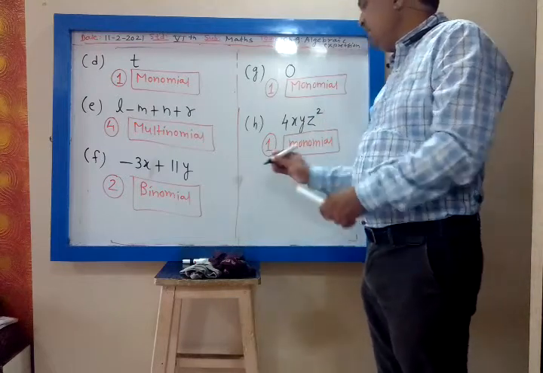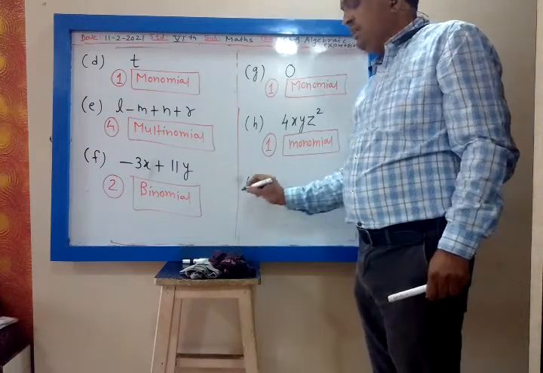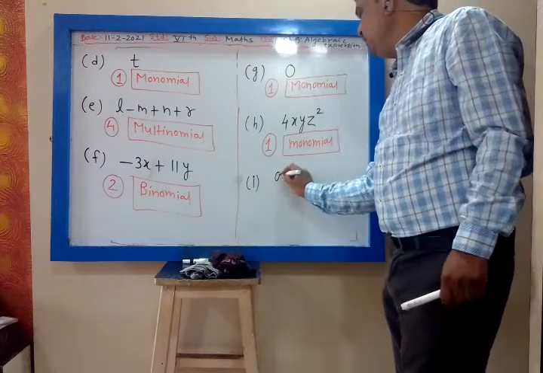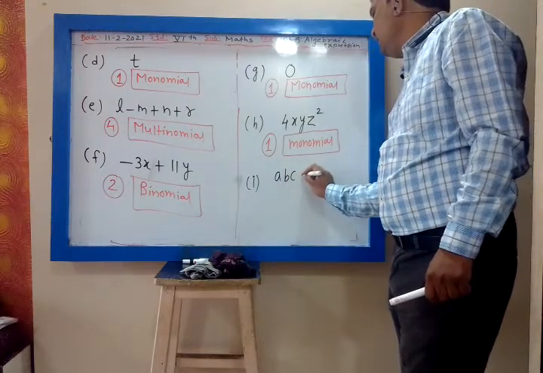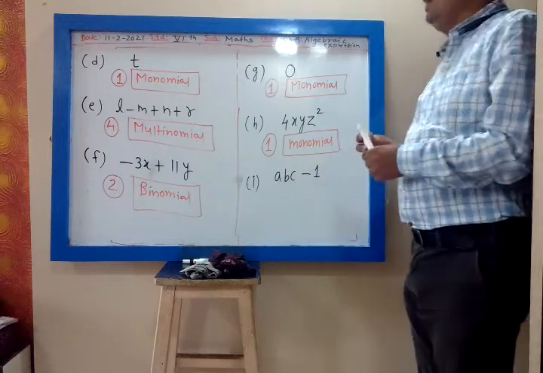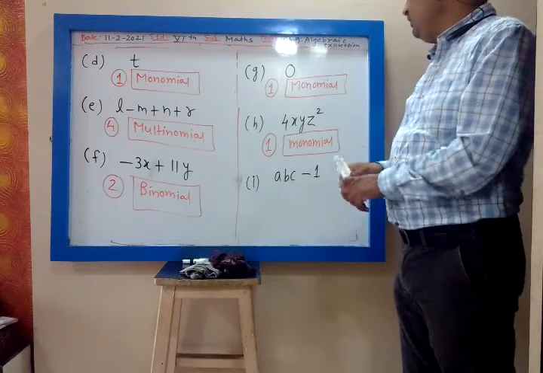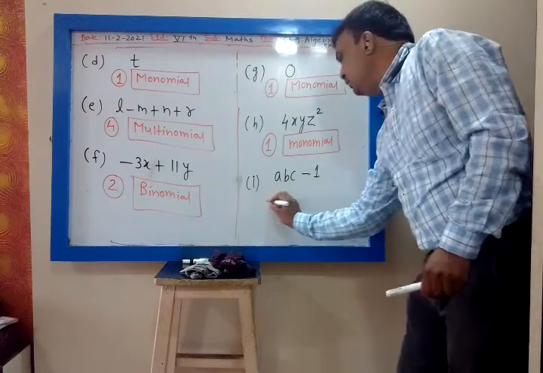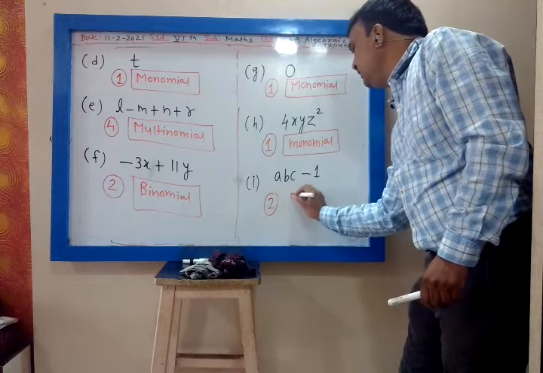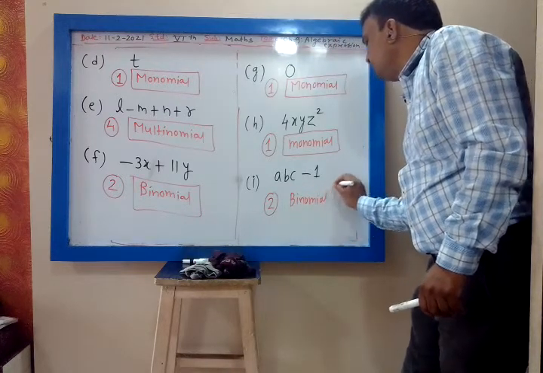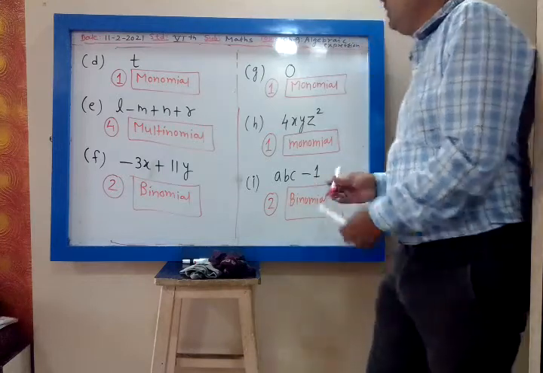Then I. Everything is there on the board. ABC minus 1. How many terms? Two terms. ABC is one term, minus 1 is the other term. So two terms are there. So it is binomial. Two terms means binomial.